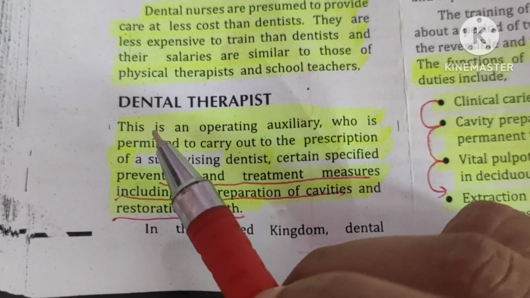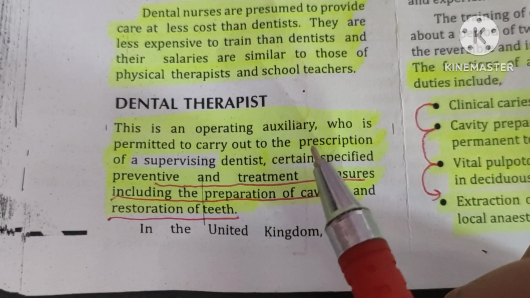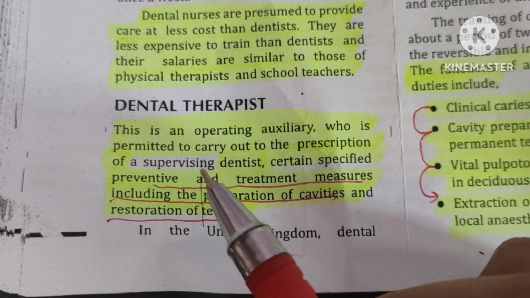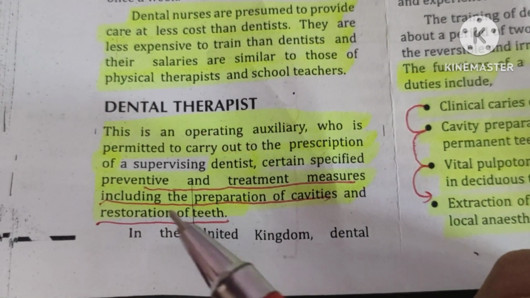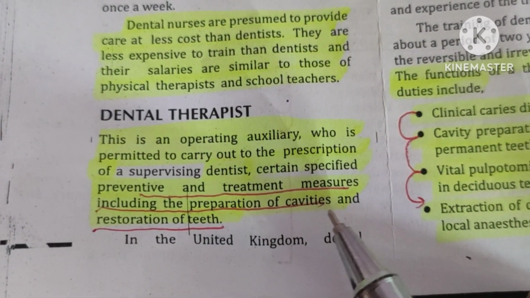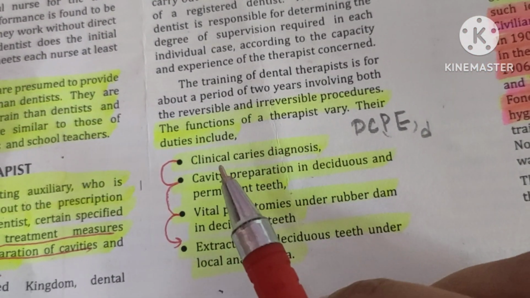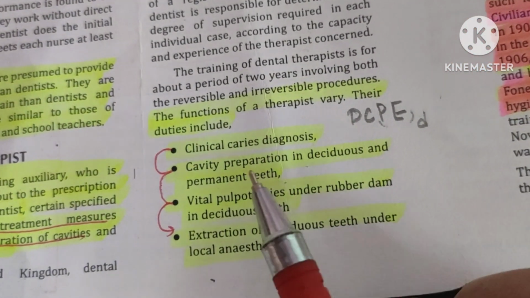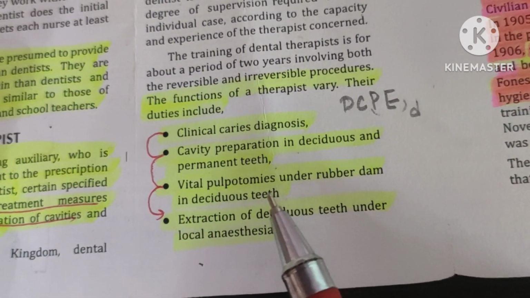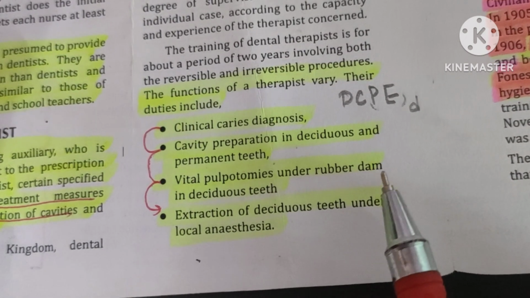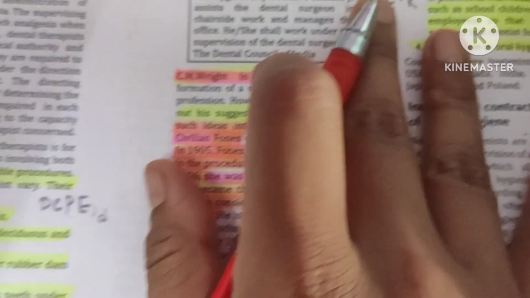Now, dental therapist. This is an operating auxiliary who is permitted to carry out, to the prescription of a supervising dentist, certain specified preventive and the treatment measures, including the preparation of the cavities and the restoration of the teeth. The duties include clinical caries diagnosis, cavity preparation in the deciduous and the permanent teeth, vital pulpotomies under the rubber dam in the deciduous teeth, extraction of the deciduous teeth under the local anesthesia.